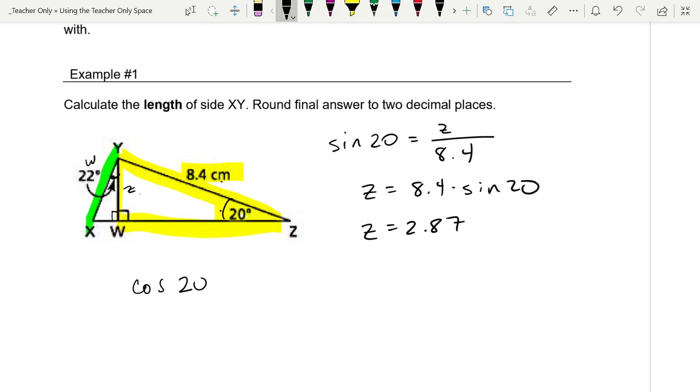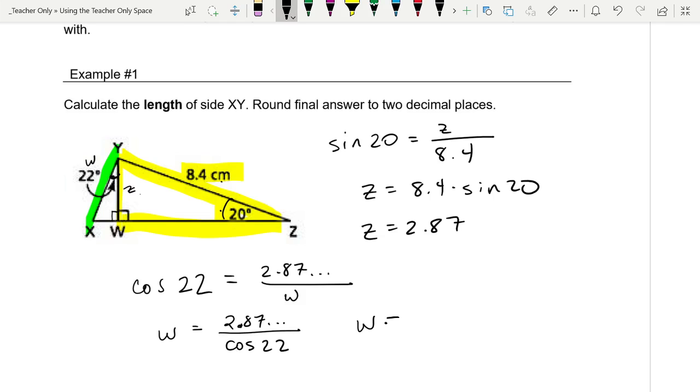So the cosine of 22 is the adjacent, which I just found, 2.87 and a whole bunch of change, divided by this little w. So the first one was a multiply, this one's a divide. And again, I haven't yet erased that decimal, so I actually have it on my screen. So I'm not rounding anything. I'm just taking the number on my screen and saying divide by the cosine of 22. Oops, I just mispunched 22. There we go.